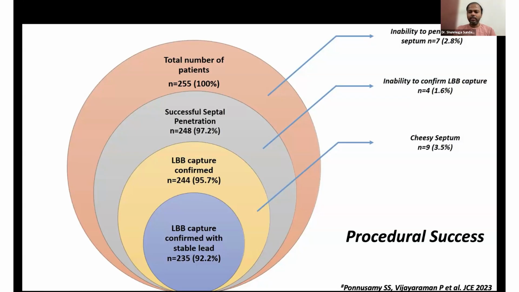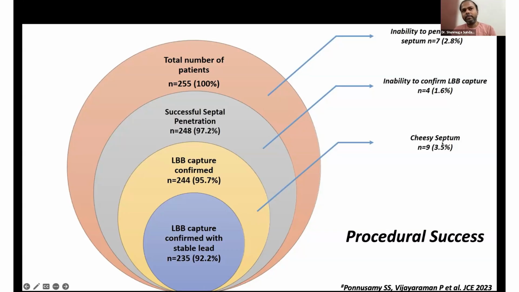But the most important thing is the cheesy septum, which is actually a real-time phenomenon, where these patients will have a predominantly normal LV endocardium. They'll have a normal LV function. And this group of patients had predominantly AV blocks, where just simple rotation will result in over-penetration of the lead. And within a couple of turns, you can see the lead hitting the LV lateral wall. So the septum will be so cheesy that the lead will penetrate so rapidly and it will not stay in the septum.